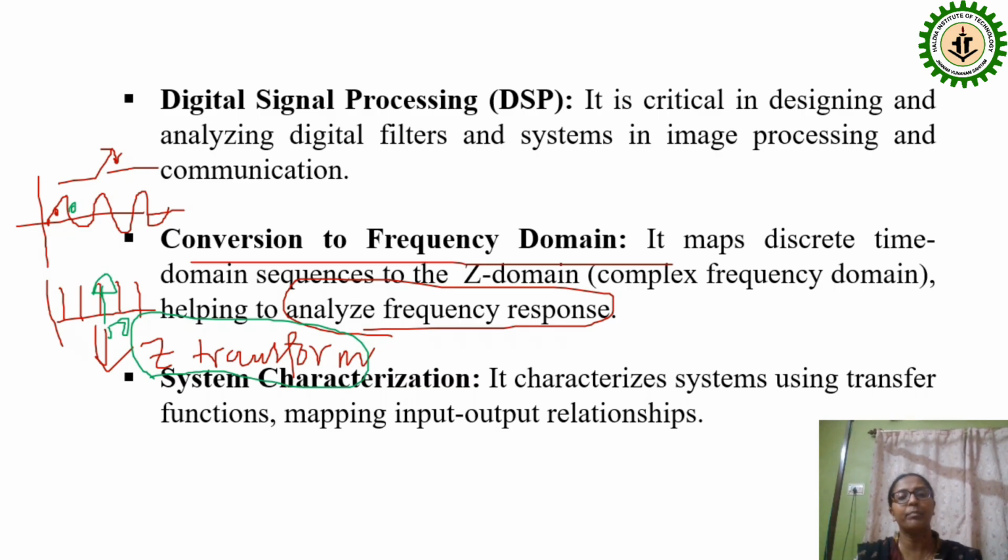Later comes system characterization. Using the transfer function, mapping the input-output relationship becomes very easy. All these points, DSP, conversion to the frequency domain, and system characterization, along with what we discussed in the previous slides, are made very easy by the Z transform.